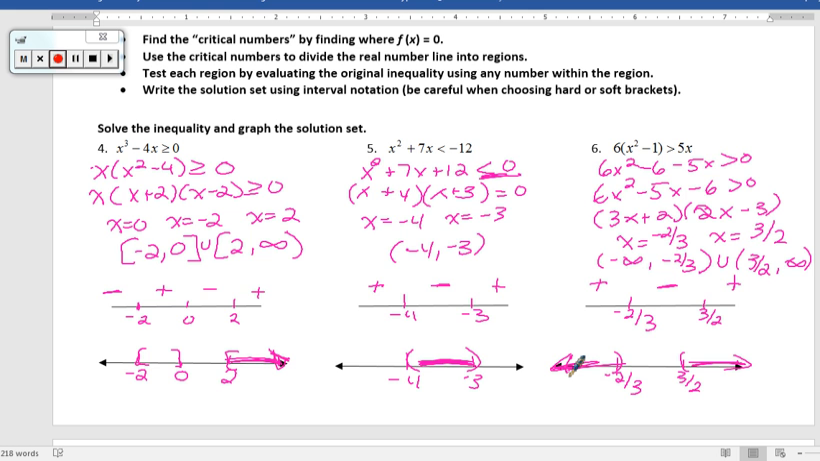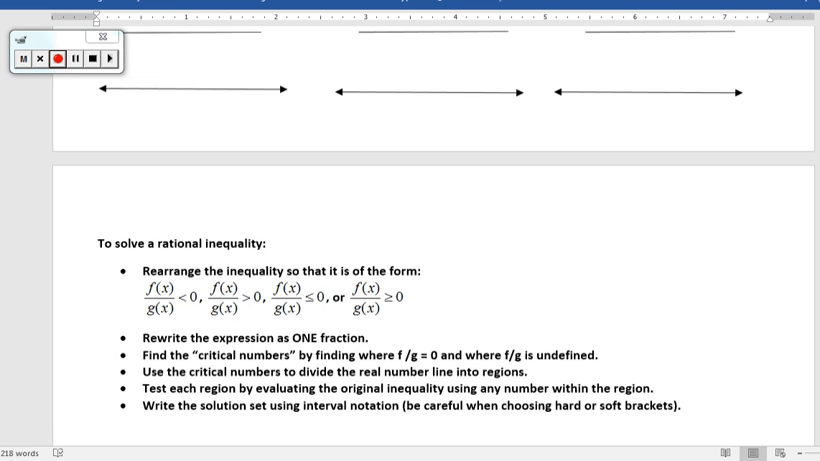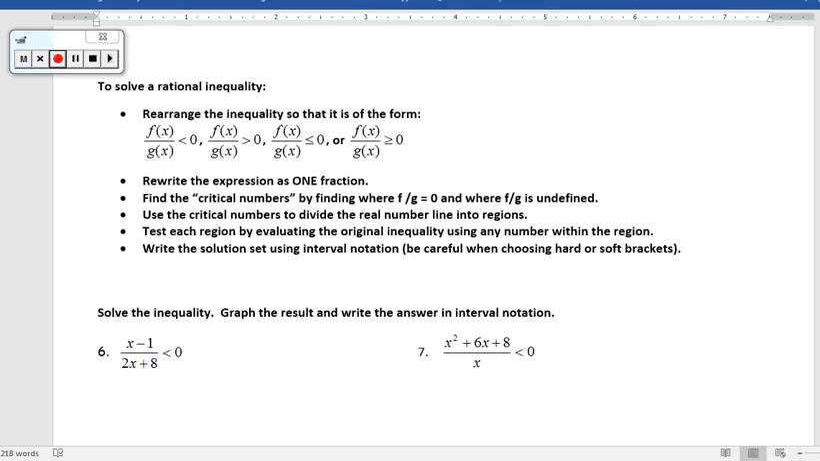Okay, so let's turn our papers over. And let's talk about rational inequalities. We're going to make sure we only have one fraction on the left, so we need to combine those. We're going to find critical numbers. I need to know where the rational equation does not exist, so it's going to take our focus to the denominator, and then where it's also going to equal 0. All right, so let's look at problem number 6.